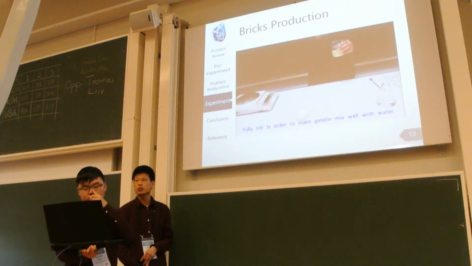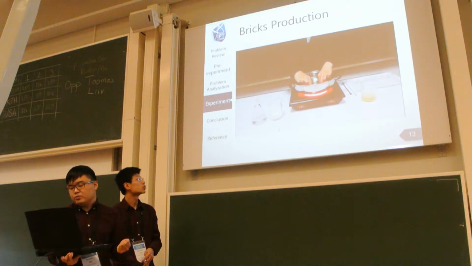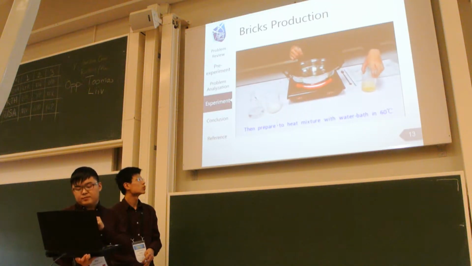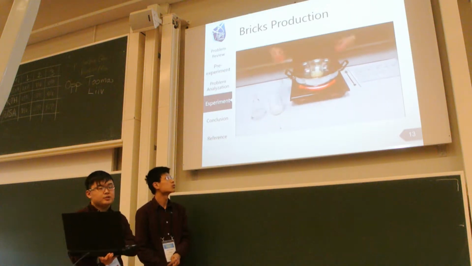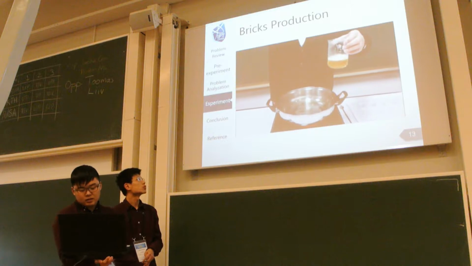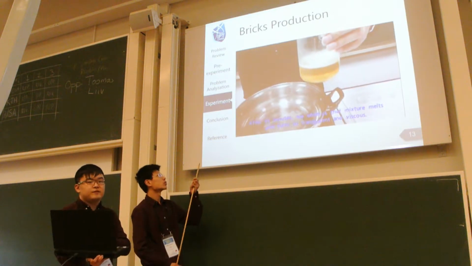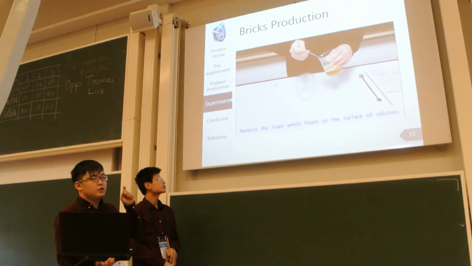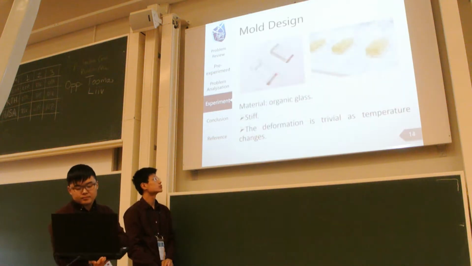Fully stir in order to make the gelatin mix well with water, then prepare to heat the mixture with a water bath at 60 centigrade. After 15 minutes, we observe that the mixture melts and turns transparent and viscous. Finally, remove the foam which floats on the surface of the solution. Then we can get the solution we need to produce our Lego bricks.